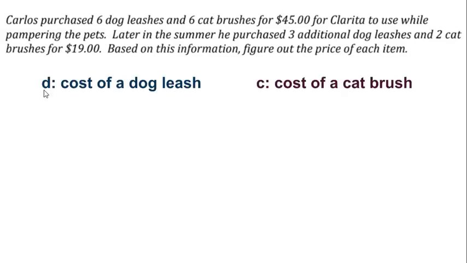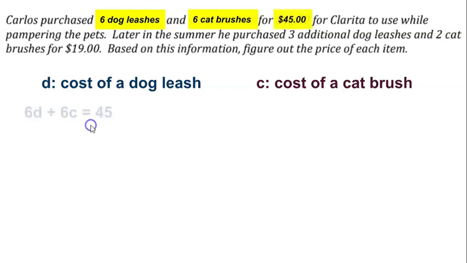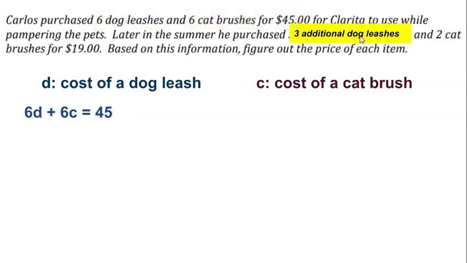The first thing that we want to do is to define our variables. D will represent the cost of a dog leash, and C will represent the cost of a cat brush. There's 6 dog leashes and 6 cat brushes cost $45. So that would be 6D plus 6C equals 45. And then 3 dog leashes plus 2 cat brushes cost $19, which would be 3D plus 2C equals 19.